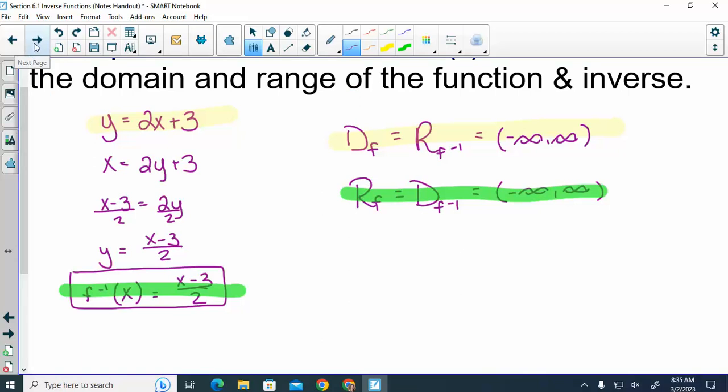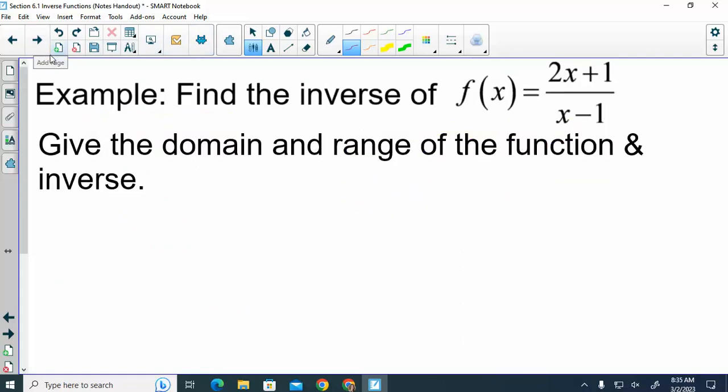Will it always be like this? Only if it's linear to start with. So let's look at one that's not. Alright. Okay, first step, what do we do? Change the f of x to y.